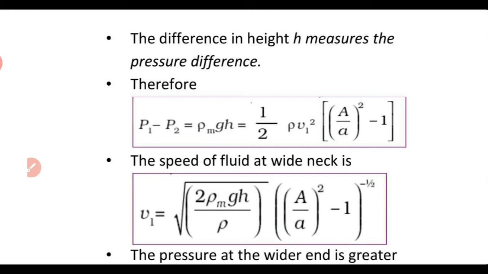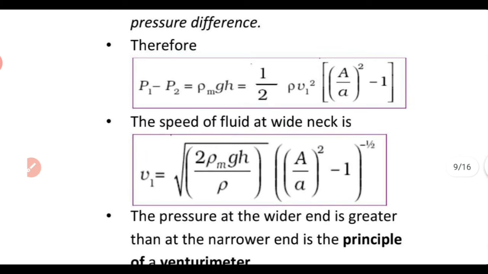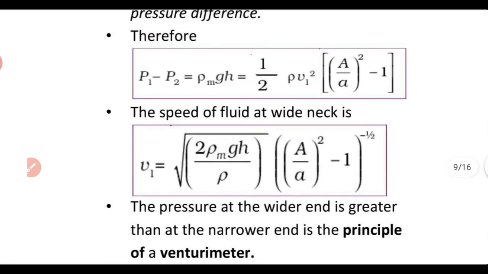Now rearranging the equation to get V1, we have the root of 2 rho m GH by rho, into, since it is in the denominator within the square root symbol, we are taking it to the numerator. So it becomes this particular term into (A by a square minus 1) whole raised to minus 1 by 2.